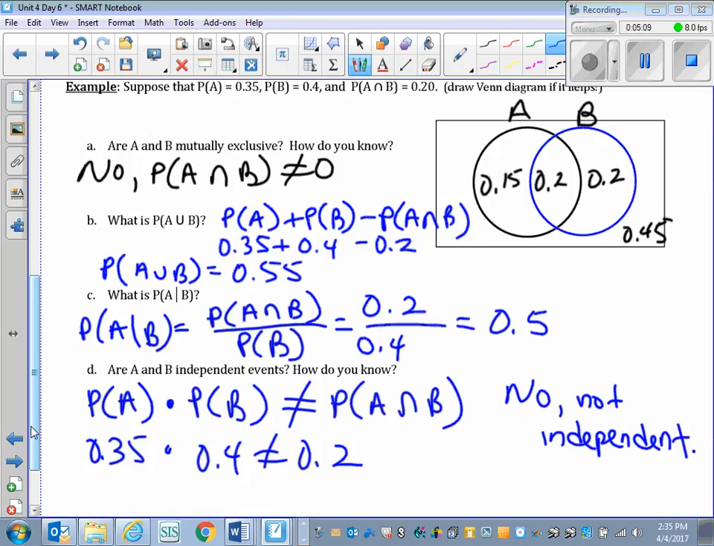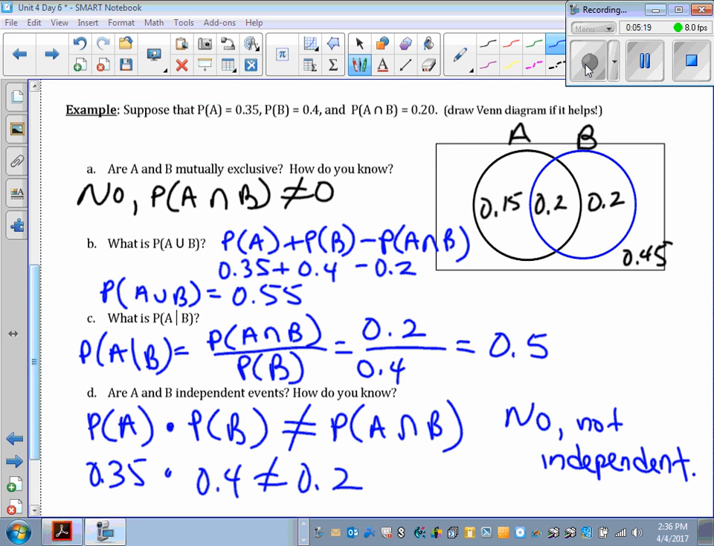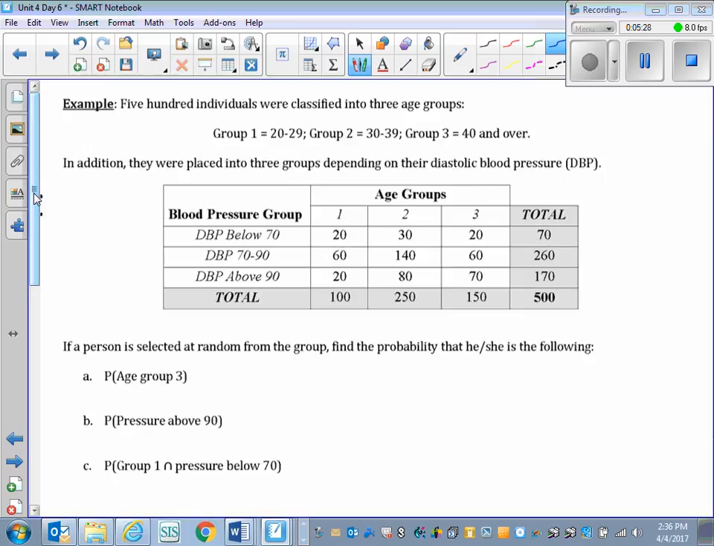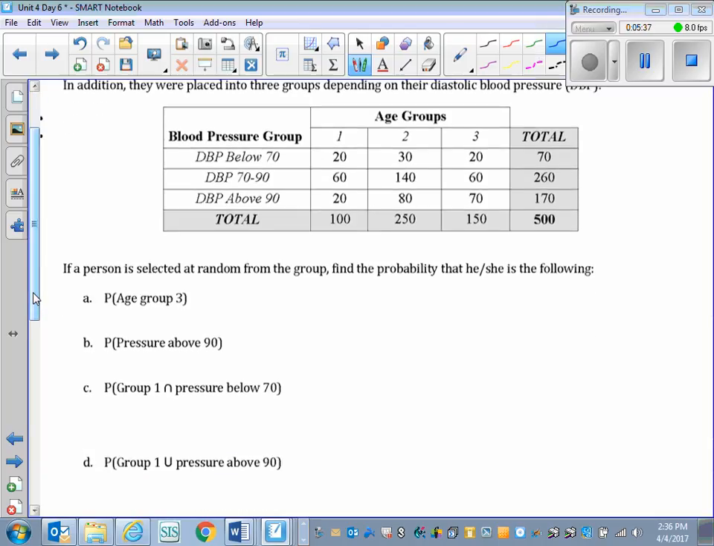All right. So now, flip over to the next page. Let's look at the next example. All right. So we have 500 individuals classified into 3 age groups, and they were placed in groups depending upon their blood pressure. So if a person is selected at random from a group, we're going to find the following probabilities.